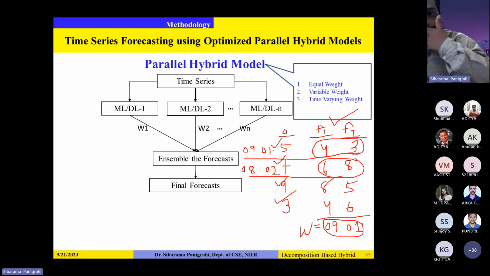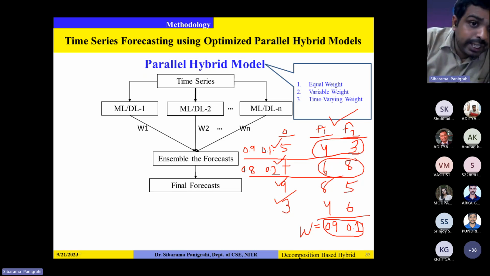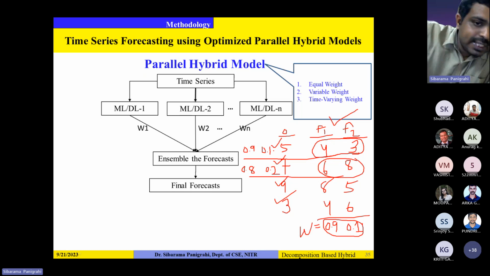Okay, so time varying weight ensemble forecast can be achieved by using either a Kalman filter or hidden Markov models, right? So you can use them. So here you see in this parallel hybrid model, what have we done? We have directly applied the original time series on multiple models. Then we have assembled the forecasts to obtain the final forecast.